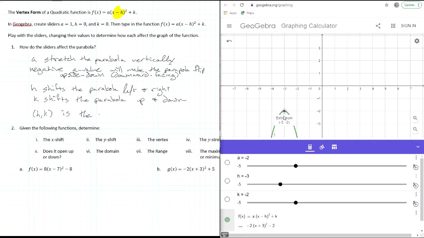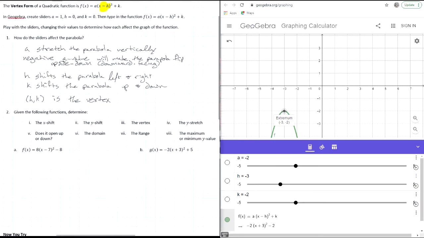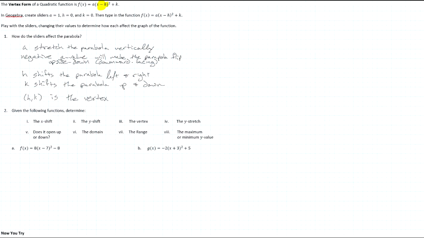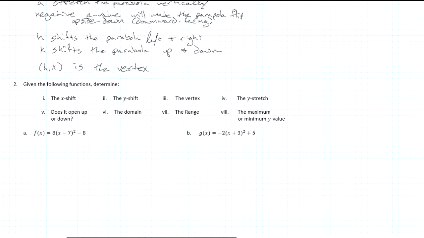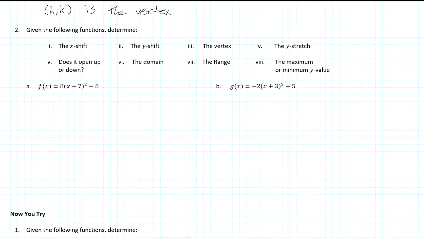And that's why this is called the vertex form, because we can quickly see the vertex when we just look at the function. So let's take a look at the following functions. We will go ahead and graph these and see how they look on the graph. But let's take a moment to just see if we can figure out the answers to these questions without looking at the graph.